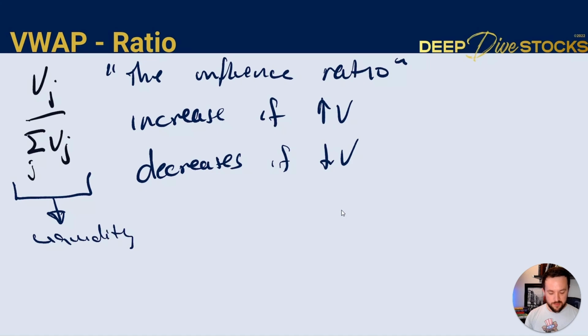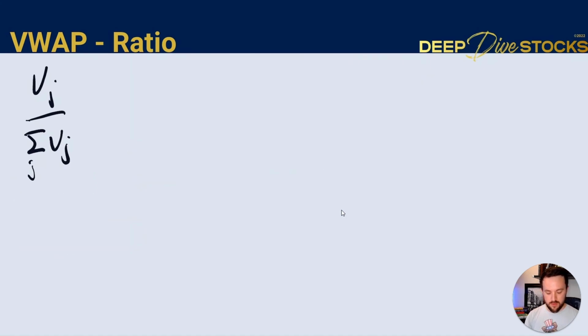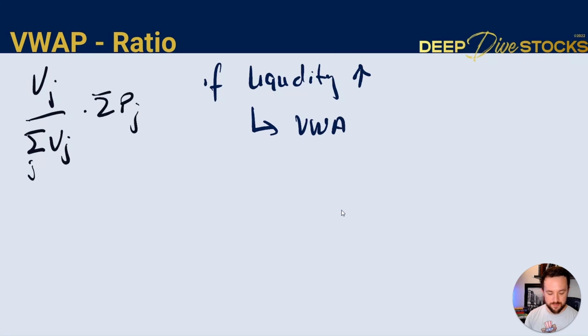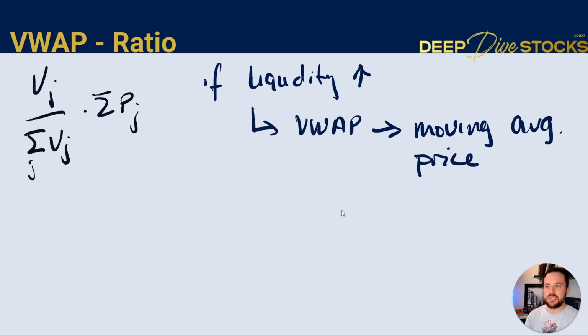And what that means, before we get into the price path, if we add the other term, is a surprising fact about VWAP: if liquidity increases, VWAP just approaches the moving average of the price. So we see it's really not that special, because as this tends towards 1, this just becomes the sum of the average prices.